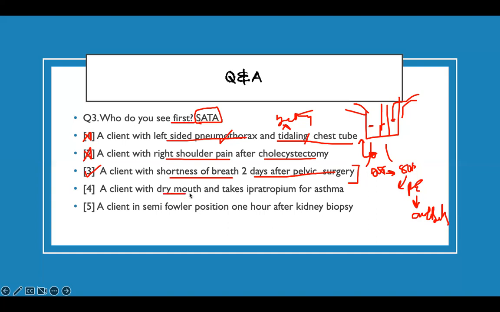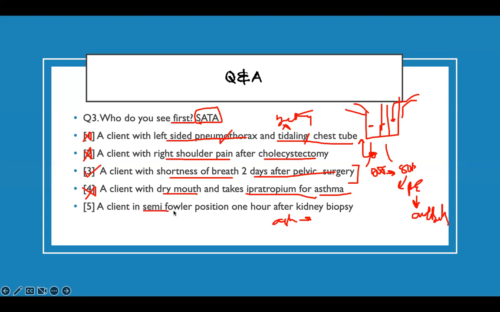A client with dry mouth and takes ipratropium for asthma. Okay, dry mouth, ipratropium. Connect the words together. Asthma patient on ipratropium. What is that? It's anticholinergic. What does anticholinergic do? Decrease secretion everywhere. So your bowel will go down. So constipation, urine output retention, worsen your glaucoma, and dry mouth. So this one, I'm not worried.